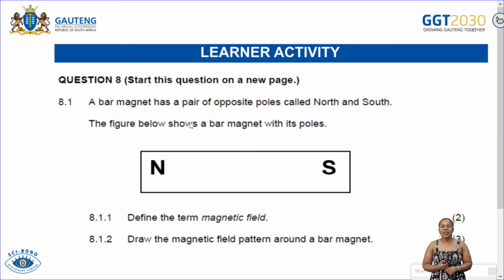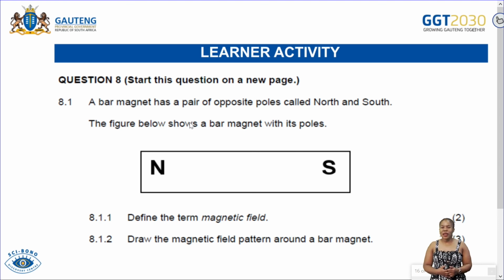Now 8.1 is saying a bar magnet has a pair of opposite poles called the north as well as the south. The figure below shows a bar magnet with its poles. So you've got your north and your south, and it's just a typical magnet that is presented to you. 8.1.1, define the term magnetic field. Remember you have to define it the way it is: a region in space where a magnetic or a ferromagnetic material will experience a force.